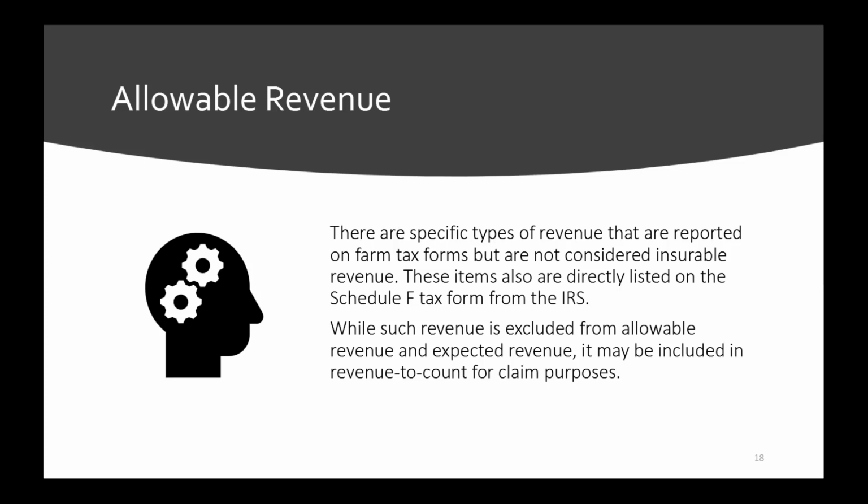As we learn in a few slides later, revenues that compensate you for a loss of revenue are excluded from coverage. For example, indemnities received from other federal crop insurance policies will not be included in determining your guarantee.